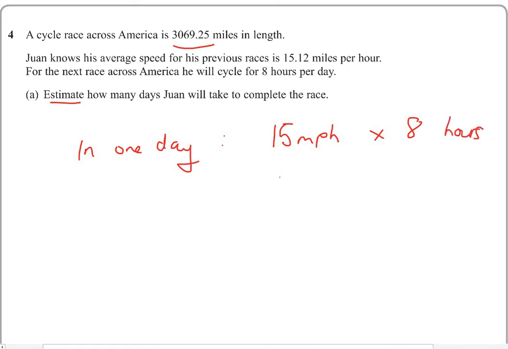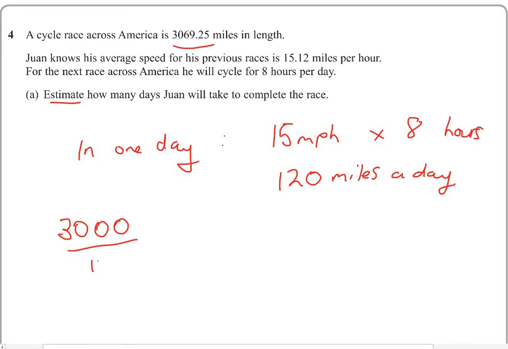15 times 8 is 120. So he's averaging 120 miles a day. Again, we're estimating, so let's change the 3069.25 into 3000, and we're dividing by 120. So we can cancel off a 0.